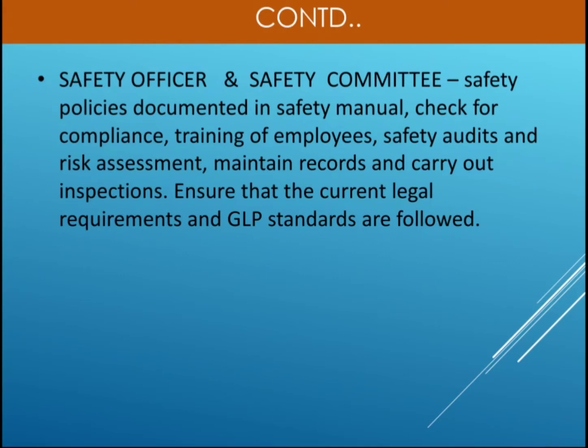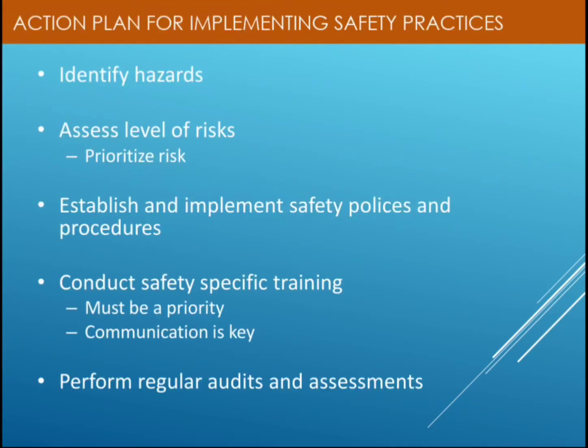Safety audit should be conducted. Then risk management should be done. We have to maintain the records and carry out inspections. So we have to also ensure that the current legal requirements and the GLP standards are followed in the laboratories. Then action plan for implementing the safety practices. What are the action plans which are to be identified? We have to identify the hazards and assess the level of risks. We have to give the priority to the risk. So highest risk should be given first priority and lowest risk should be given last priority.